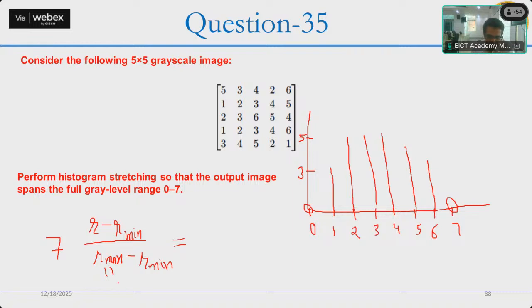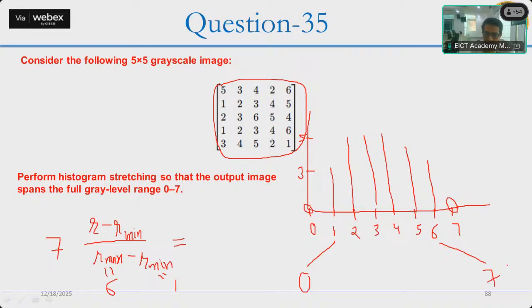R max is from the diagram, it is 6. Very good. R min perfect. Now you people are very good. This is 1. So now what would the value of this 1 be? It will be 0. It will be stretched to 0. And 6 will be stretched to 7. And minimum, see, you have to see here in this minimum. It is 1 only.